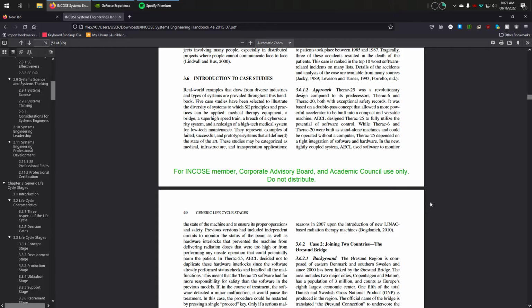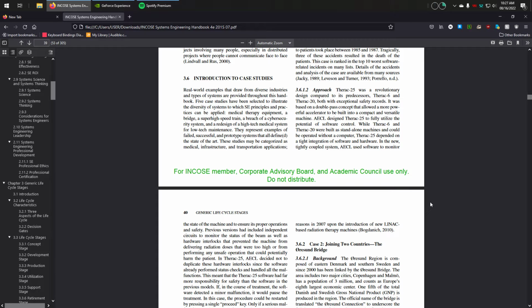3.6.1.2 Approach. THERAC 25 was a revolutionary design compared to its predecessors, THERAC 6 and THERAC 20, both with exceptional safety records. It was based on a double-pass concept that allowed a more powerful accelerator to be built into a compact and versatile machine. AECL designed THERAC 25 to fully utilize the potential of software control, while THERAC 6 and THERAC 20 were built as standalone machines and could be operated without a computer. THERAC 25 depended on a tight integration of software and hardware.